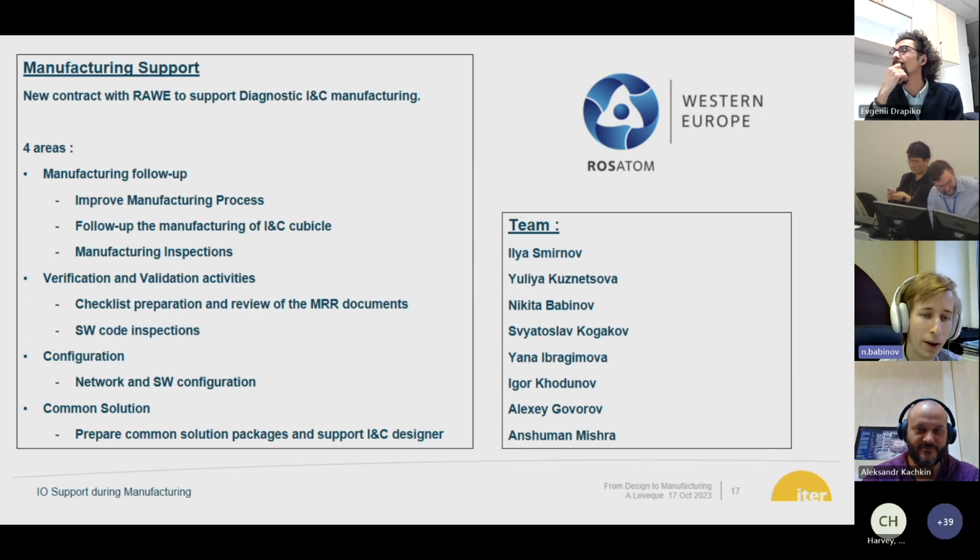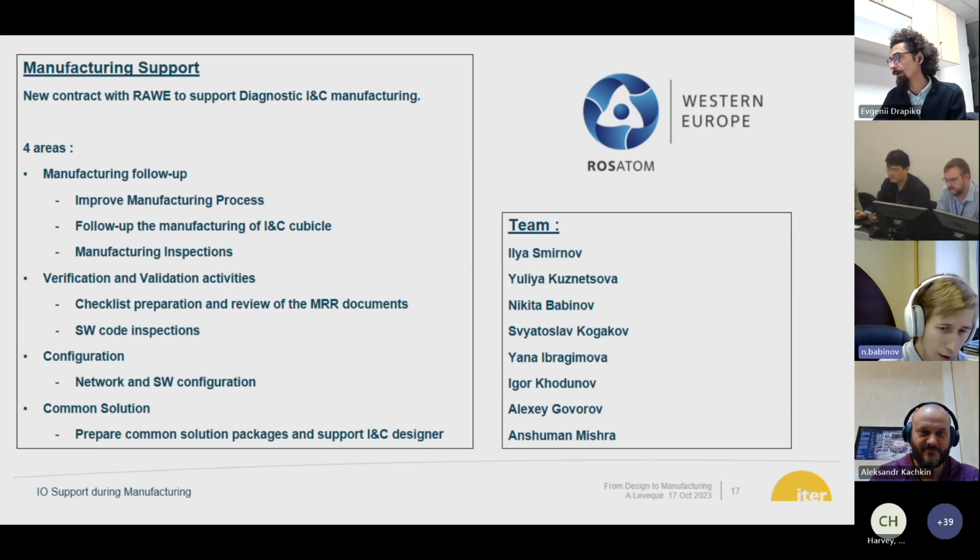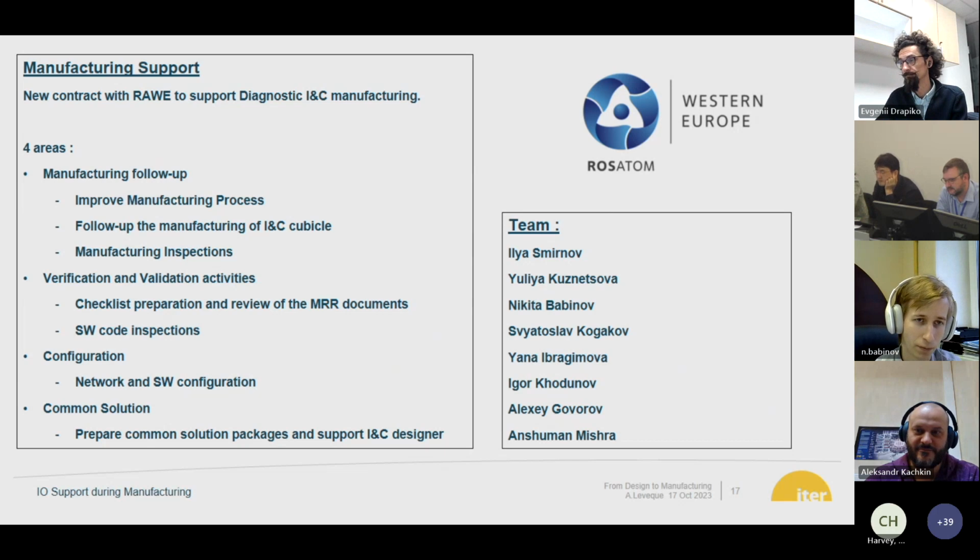Yes, we're very happy to start this work for some time already, and we hope that our efforts will enable to make the manufacturing process easier for both IO and diagnostic teams. So we are ready for any support and any suggestions and proposals how to improve the manufacturing process, make it more clear and understandable.